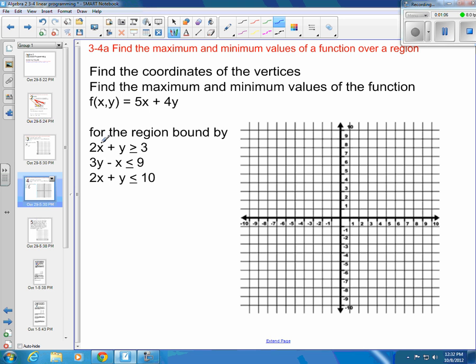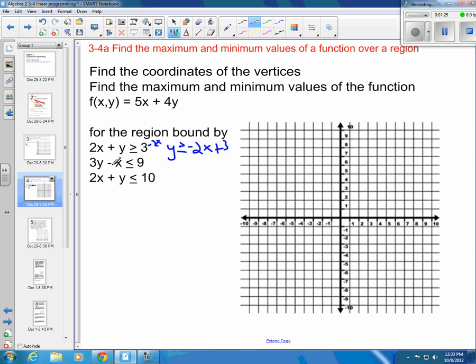So the first one's pretty easy. We subtract the 2x from one side, and so we're going to subtract the 2x from the other side. So this becomes y is greater than or equal to negative 2x plus 3. The second one's a little bit more difficult, so let me work that one out.